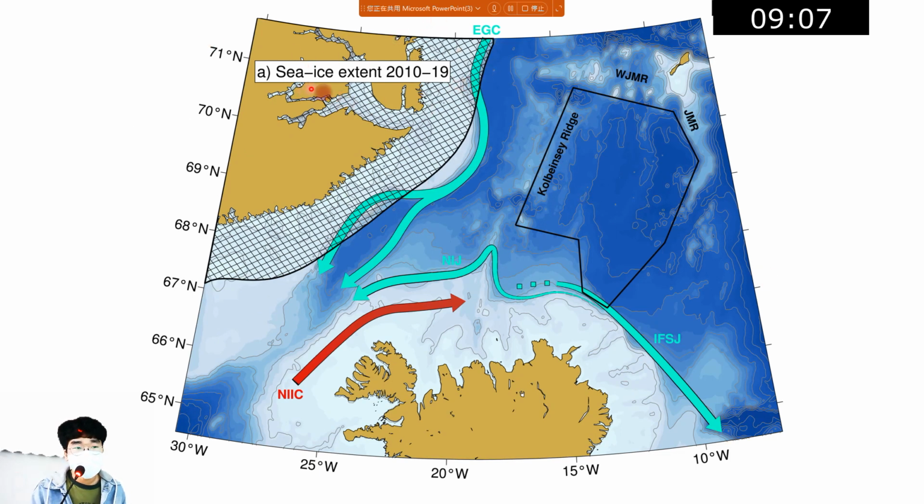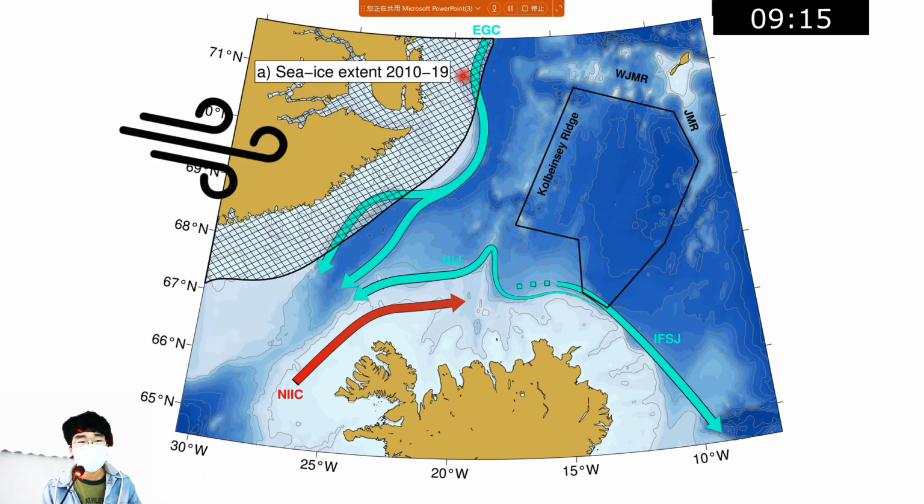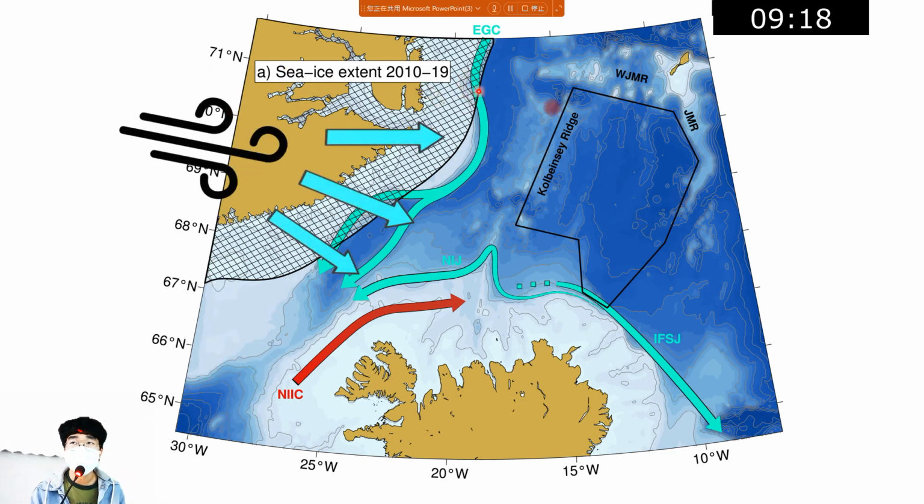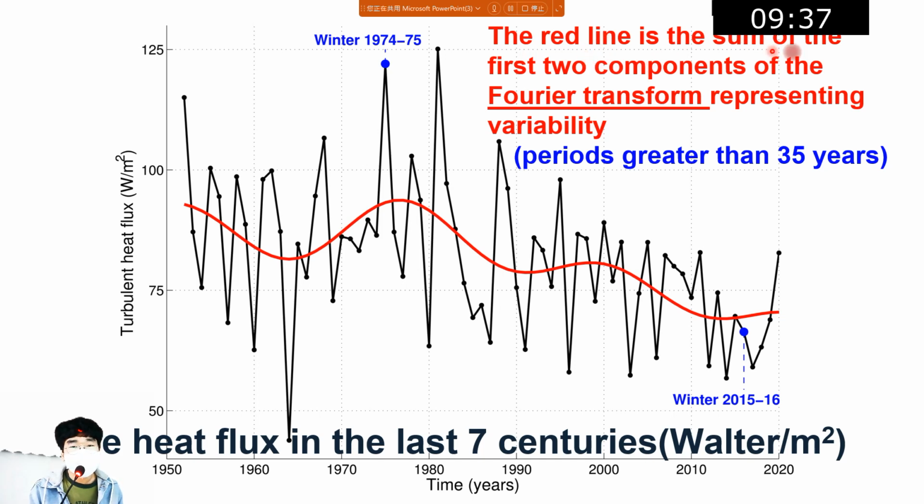So the sea can release its heat to the cold air. But now in 2010 to 19, the sea ice reduced, so we can't have enough distance to exchange the heat with the water here. So the water would become warmer and warmer because it absorbs the heat. And the red line is the sum of the first two components of the Fourier transform representing variability.